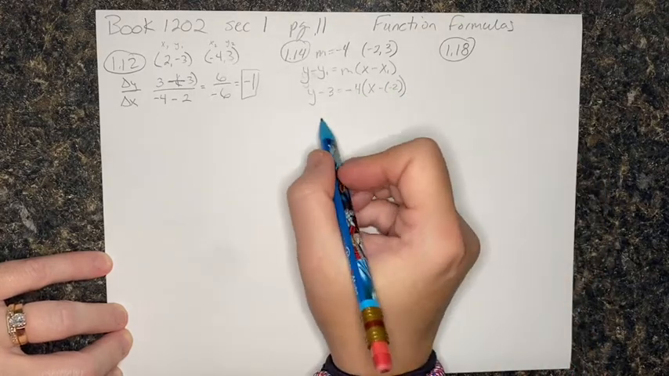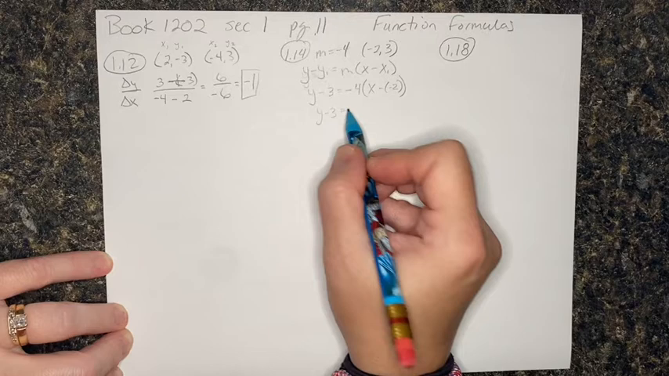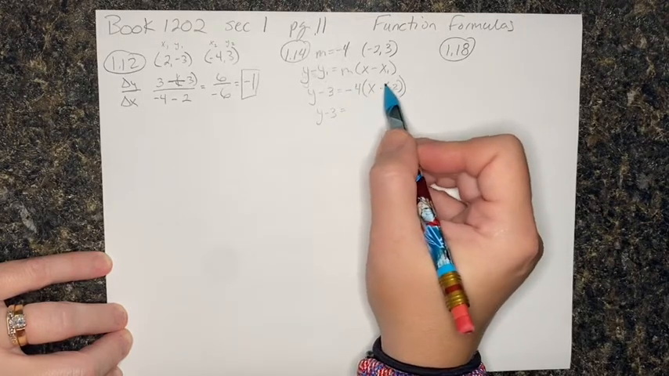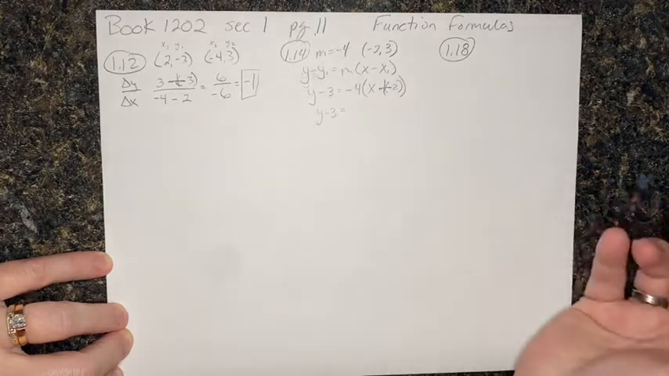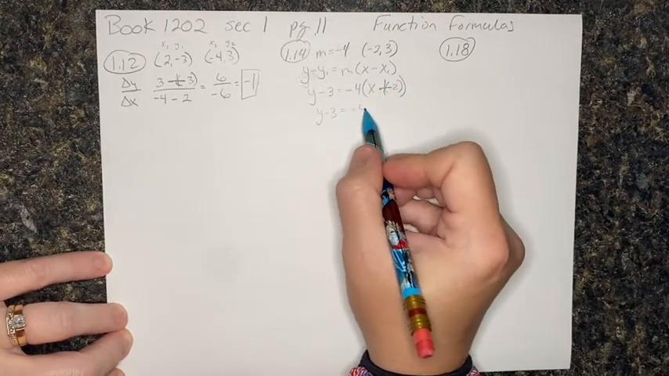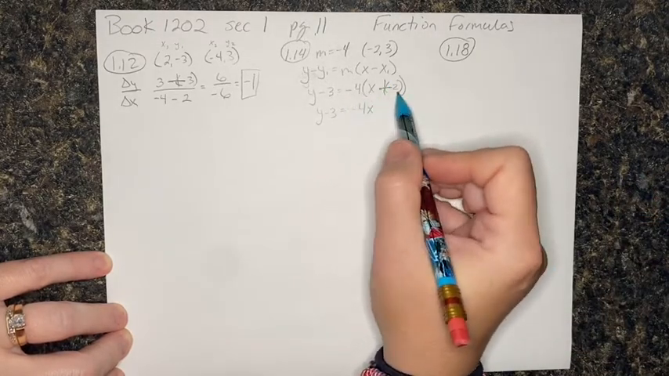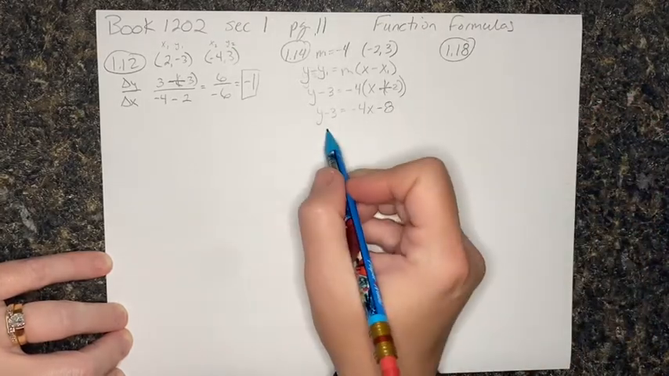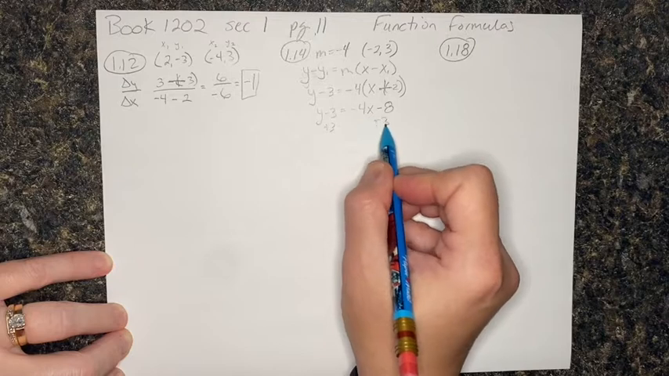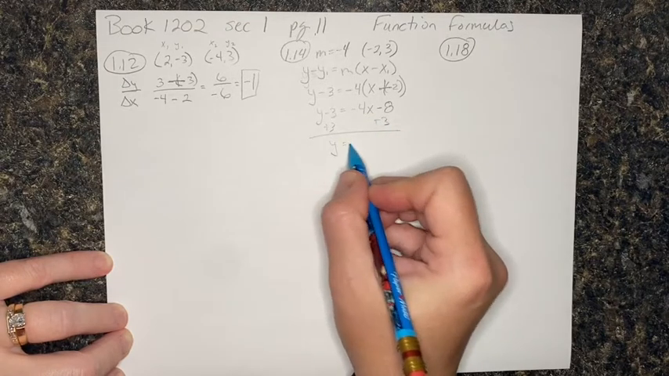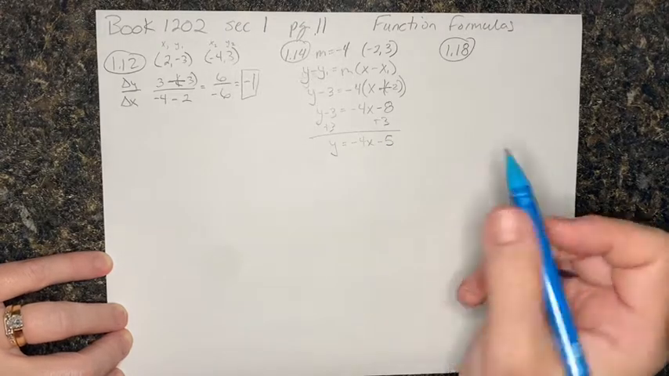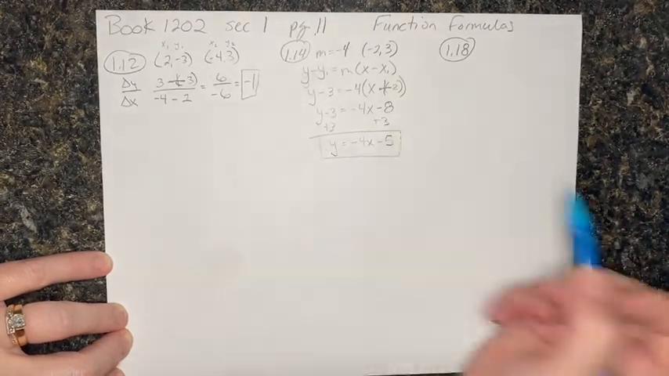All right. Y minus 3 is equal to, we have our negative 4 here, but we've got a minus minus. We can't have a minus minus. We make that a plus. Negative 4 times x is negative 4x. Negative 4 times a positive 2 now gives us a negative 8. Okay. We add our 3 to both sides, and we get y is equal to negative 4x minus 5. All right, that is the equation for our line.